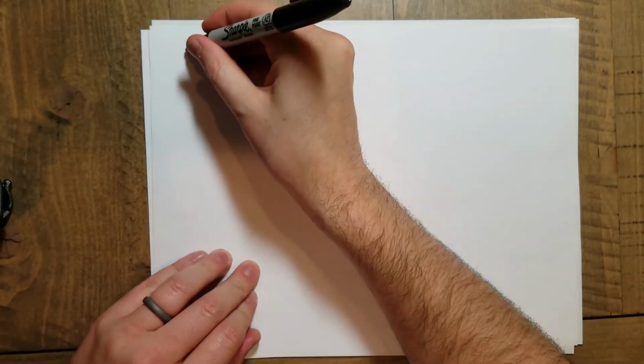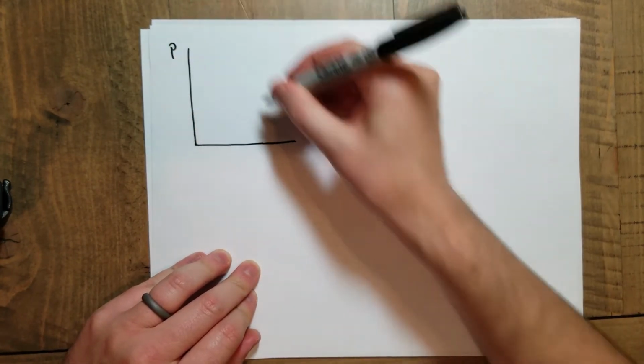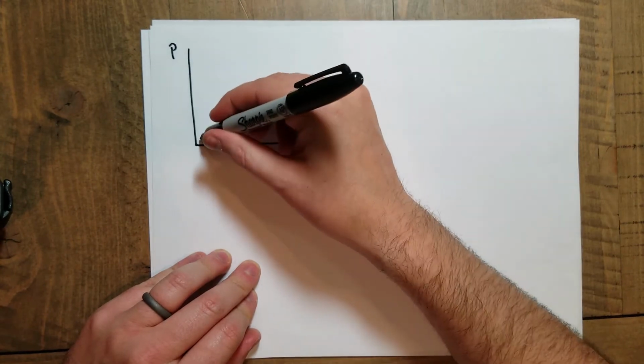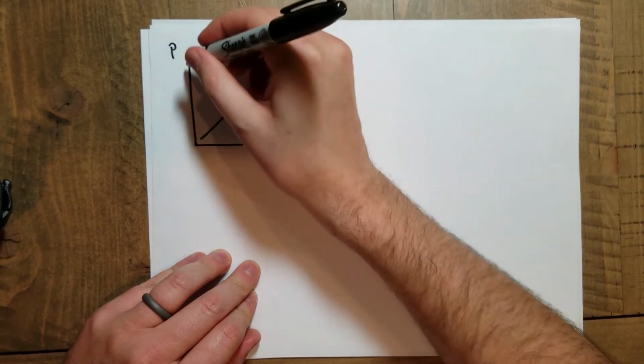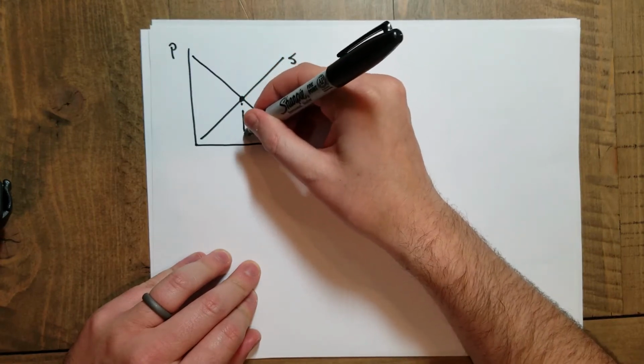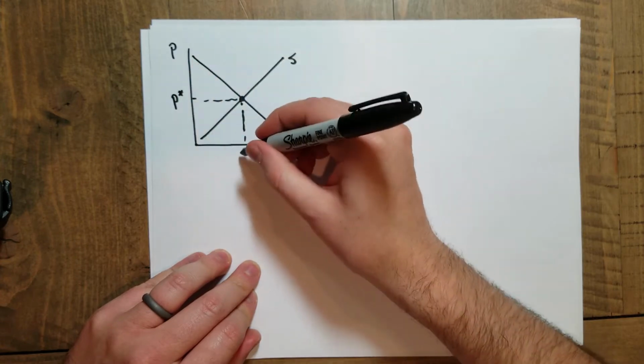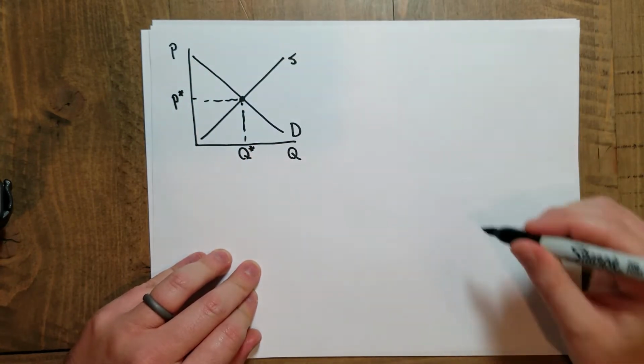So we're going to draw a supply and demand curve. We're going to start out with what we already had before. We're going to have our axes. We'll have price up on the y-axis and quantity down on the x-axis. We will draw supply sloping up and demand sloping down. And we have our equilibrium price and quantity where the two cross. I'm going to put P star for the equilibrium price and Q star for the equilibrium quantity. Great. So far, so good. We're up to what we had last time.